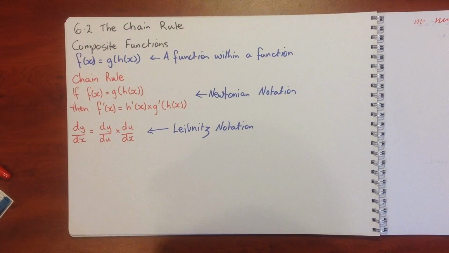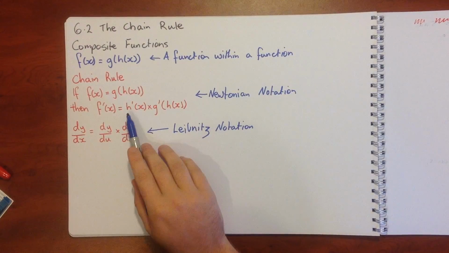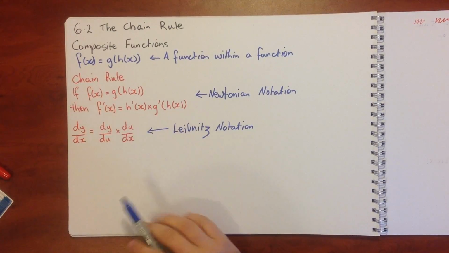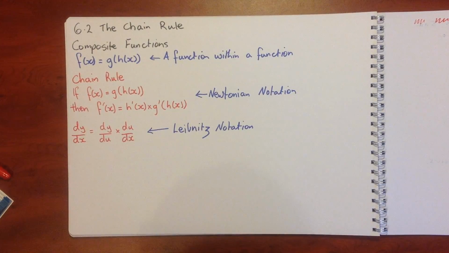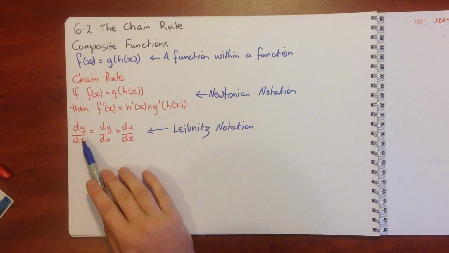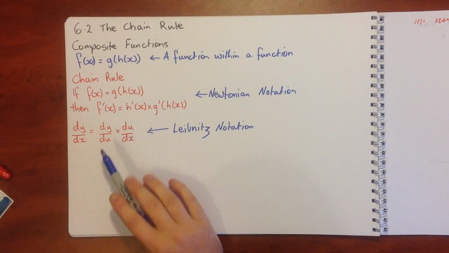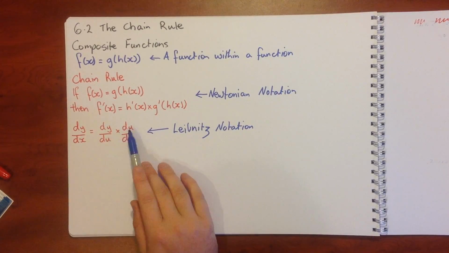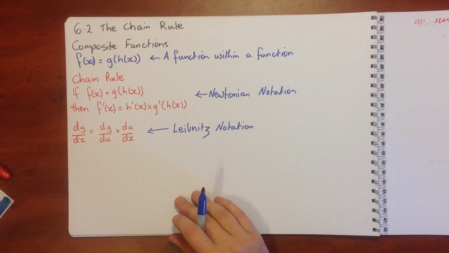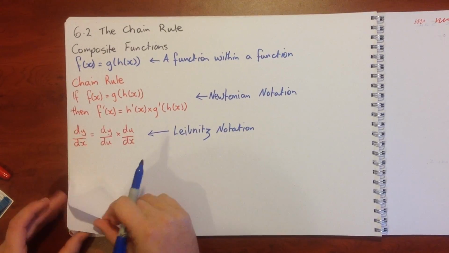For our chain rule, if f of x equals g of h of x, then f dash of x equals h dash of x times g dash of h of x. It looks a little bit confusing, but once we get into some worked examples you'll see how it turns out. That's our Newtonian notation. Our Leibniz notation says that dy dx equals dy du times du dx. We probably get the idea of our chain rule here because we have this link between our du's. We'll get into some worked examples, and I've got two different methods to show you, probably the long way and the slightly easier way.